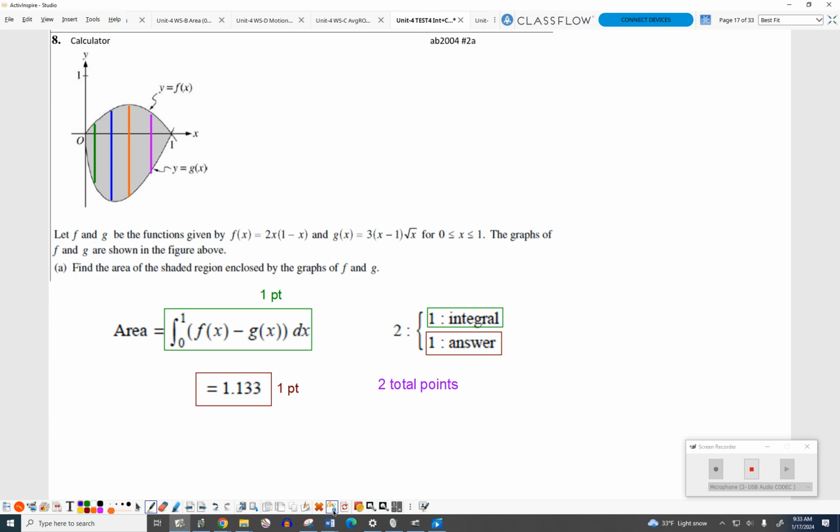Questions? 2 points for this one. 1 point if you have the green box, 1 point if you have the correct answer. Again, as I said earlier, if you do not have these blue parentheses, you do not get the green points. Even if your answer is correct, you still get 1 out of 2.